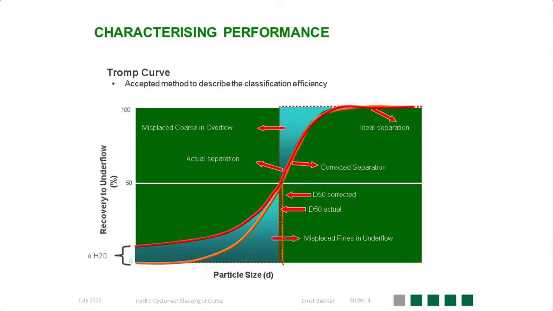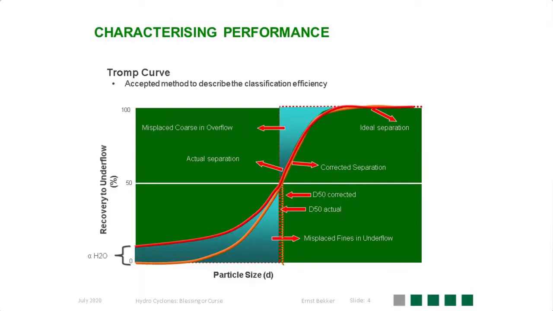In reality, this is the type of separation that starts to take place, with the cut point at the 50% mark. Because we are not achieving perfect separation, there are particles that are getting misplaced. We have coarse particles being misplaced to the overflow, and we have fine particles being misplaced to the underflow. An additional factor that plays a role is the bypass water, which is shown on the bottom left-hand side of this graph, and we refer to that, as I said, as the alpha water or the bypass water.